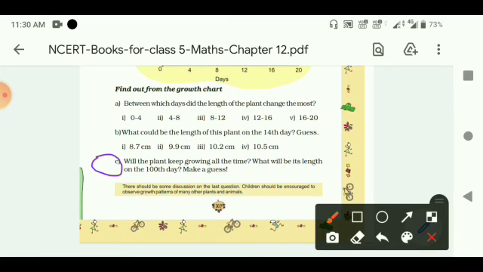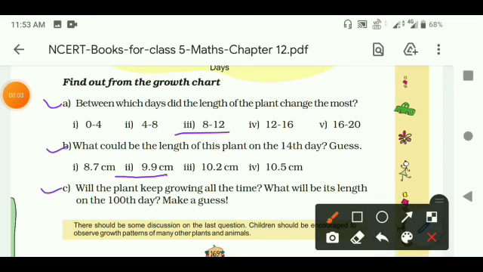Now question number C. Will the plant keep growing all the time? What will be its length on the 1000th day? Make a guess. So students, here we can answer this question. The plant will not keep growing in height all the time. I think on the 100th day, maybe 16.4 centimeter.